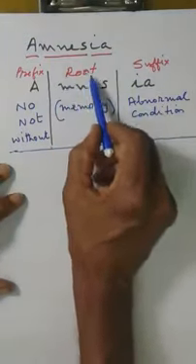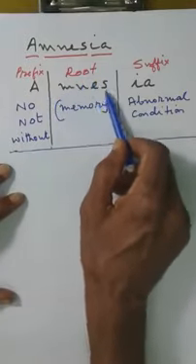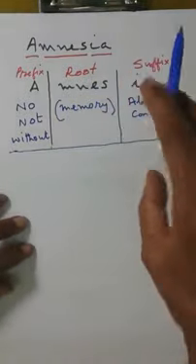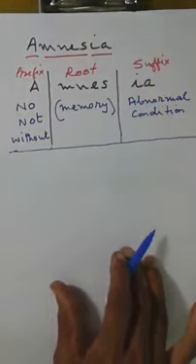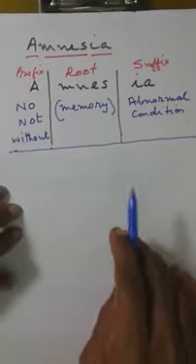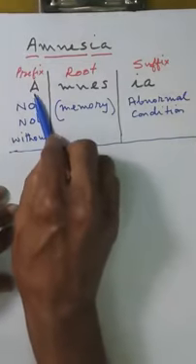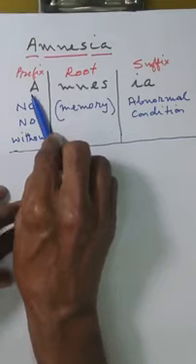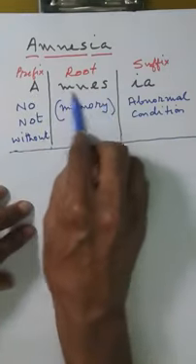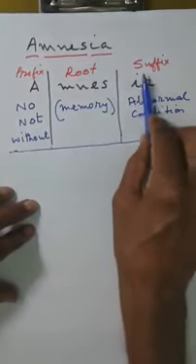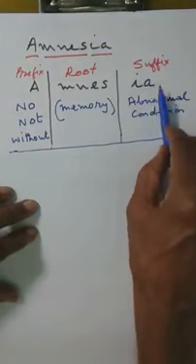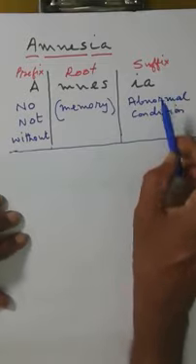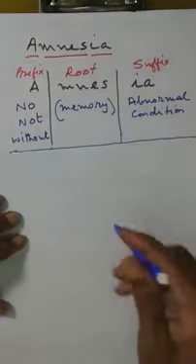Root can be more than one. It's not necessary that it should be one word. It can be two words that will come later. This is the simple structure of any medical word. There may be a prefix or there may not be a prefix. There can be one root or many roots. Suffix, normally it will be only one. So we will come across many suffixes and many prefixes.